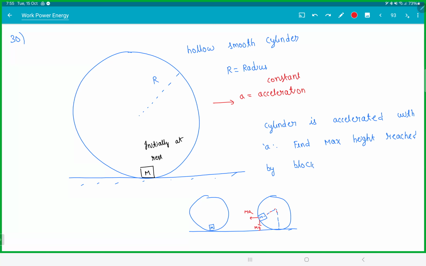Is this making sense? If you put something in a cylinder and if you move the cylinder, the block will try to stay there, right? But because the cylinder is going to the right, eventually after some time it will be like this. The cylinder will come here, so this block has to go here. It will just keep climbing up. Find the maximum height reached by the block.